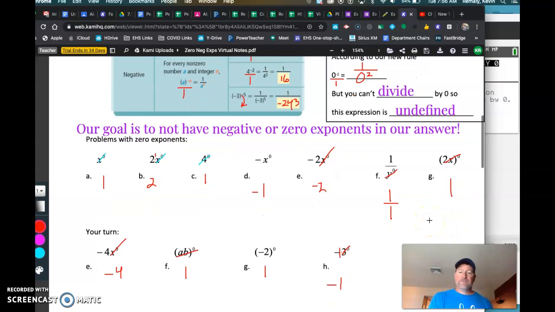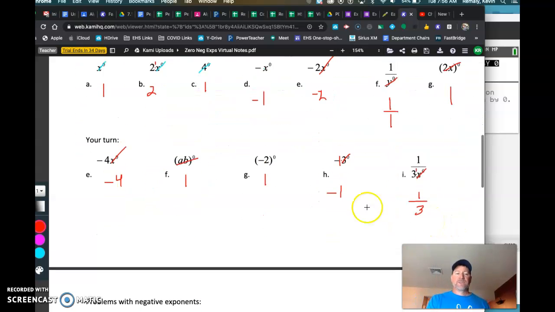All right, let's see some more examples here. We have negative 4 times x to the 0. The x to the 0 becomes 1, but this is really negative 4 times that. So we have negative 4 times 1 gives us negative 4. The 0 exponent affects everything inside the parentheses, so all that stuff becomes 1. Same thing here. The 0 affects everything inside the parentheses, so all that becomes 1.